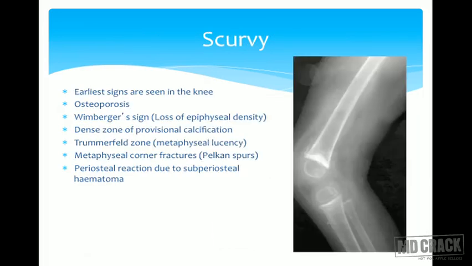Another important metabolic disorder is scurvy, commonly seen in the pediatric age group. Earliest signs are seen within the knee. So these include osteoporosis. There's a Wimberger's sign, which is loss of epiphyseal density over here. So this is the epiphysis, and there's a loss of density. There's a dense zone of provisional calcification over here. This is a dense zone of provisional calcification along the lower end of the humerus. There's a Trummerfeld zone where you have the metaphyseal lucencies over here. Your metaphyseal corner fractures, which are also known as Pelkan spurs, and periosteal reaction due to subperiosteal hematomas.